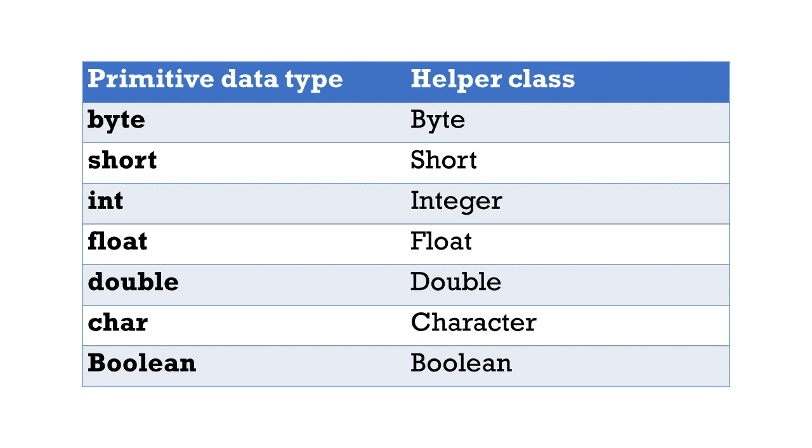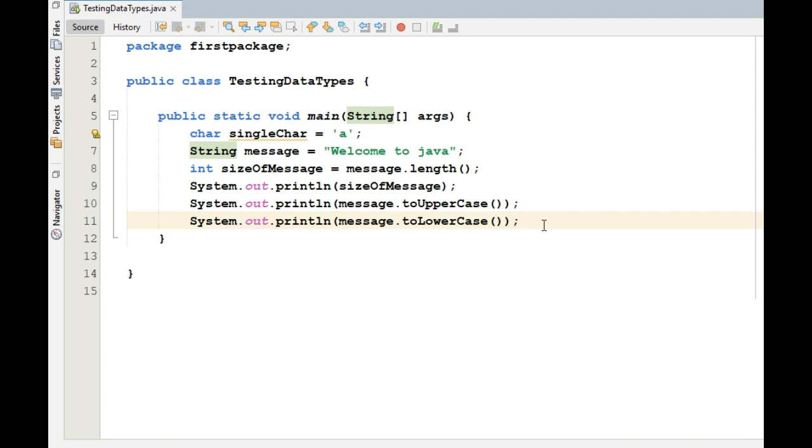For most primitive data types, their helper classes have exactly the same name, starting with an uppercase letter. This table shows the primitive data types and their helper classes. For example, if you want to find the maximum or minimum value that can be represented using the int data type, you can use the Integer helper class MAX_VALUE property.